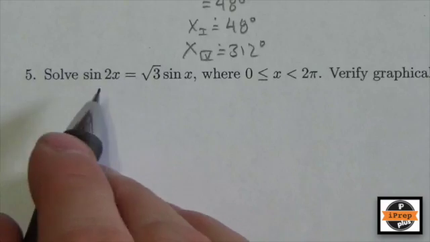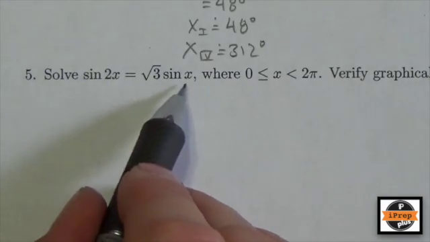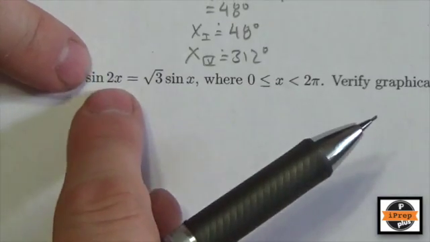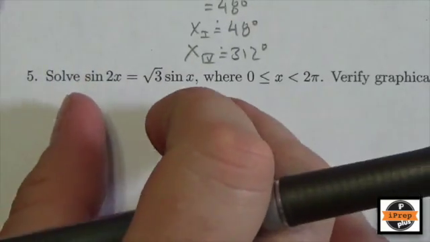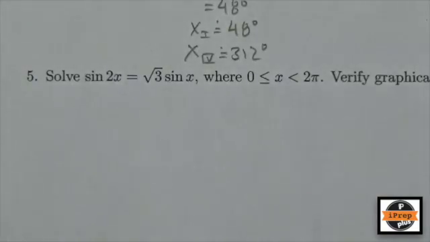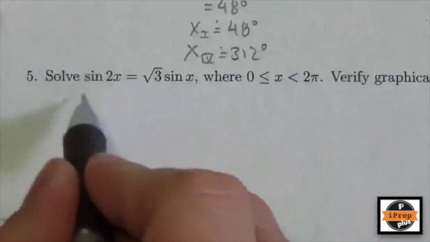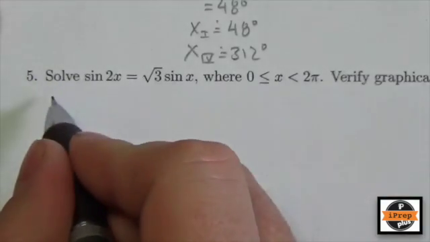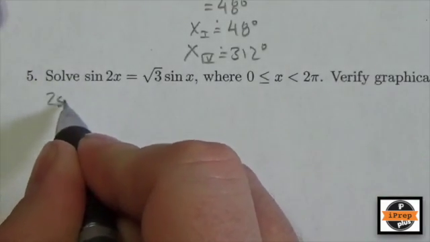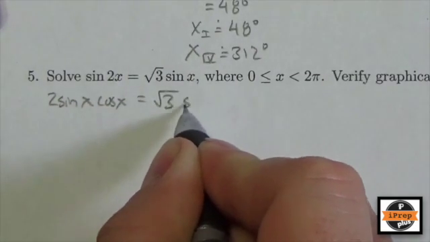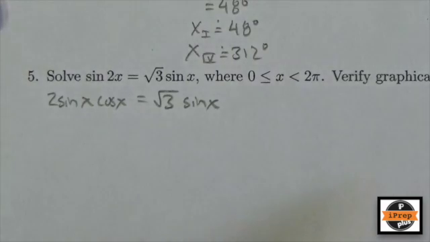Now let's take a quick look here. Sine of 2x is equal to √3 sine x. I can't do much with that because this is sine of x, this is sine of 2x. The arguments are different, so they're not really the same trig function. So I've got to do something to change that. And this is the one I'm going to change. There is only one identity for that, and that's going to be 2 sine x cosine of x is equal to √3 sine of x.